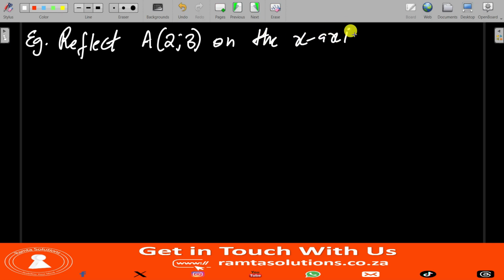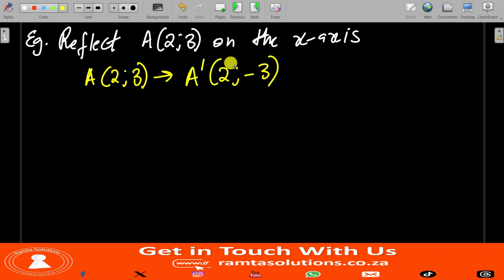On the x-axis, our expectation is that A, remember A was 2 and positive 3, A prime will have the x value remain the same, and the y value changes the sign, right? Now I'm going to show you on a Cartesian plane.